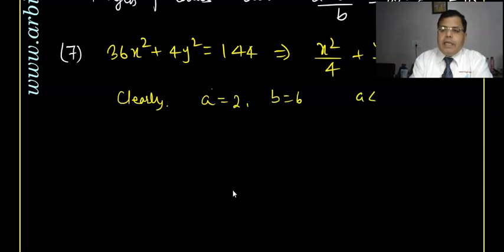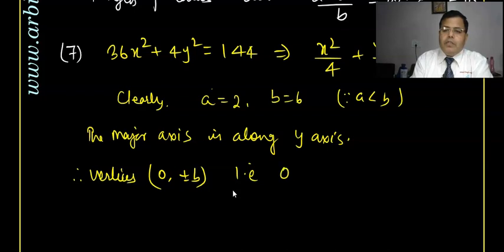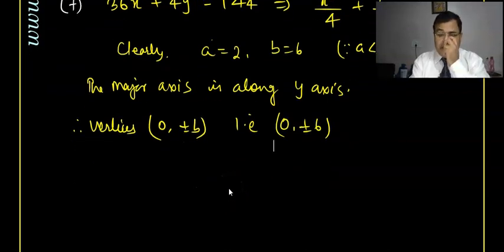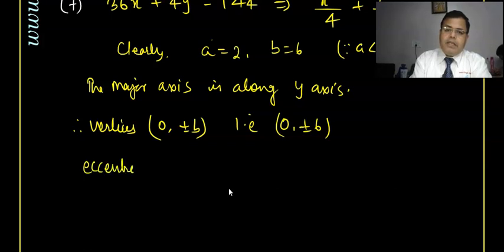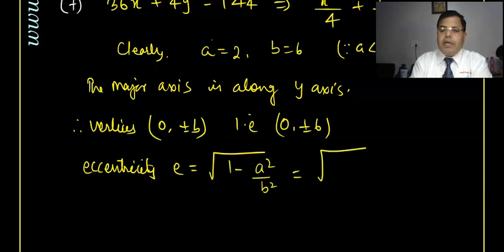Now, since a is less than b here, the major axis is along y-axis, and therefore vertices is 0 comma plus minus b, that is 0 comma plus minus 6, right? So this is the vertices. Now eccentricity e is equal to under root 1 minus b square by a square, actually, but here since a is less than b, so that will be a square by b square. A square is 4 and b square is 36. So 1 minus 1 by 9 is root 8 by 9. That is 2 root 2 by 3.